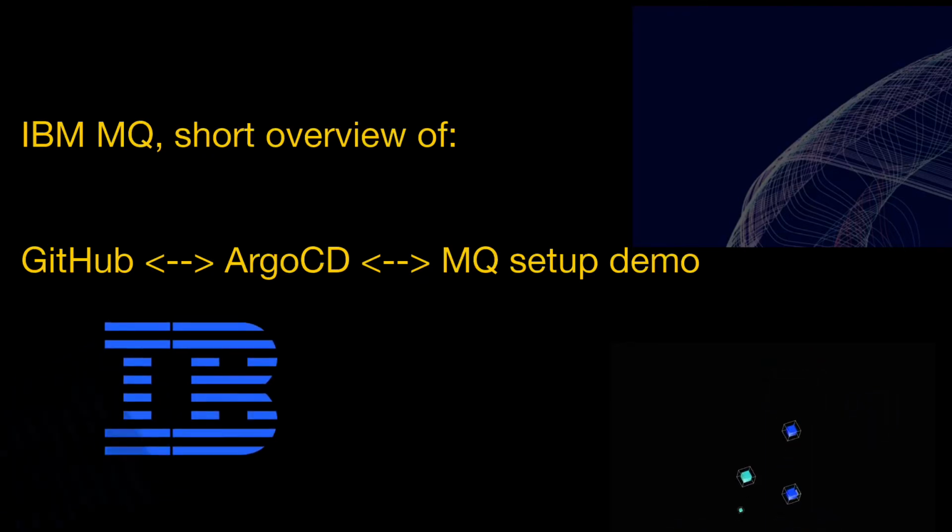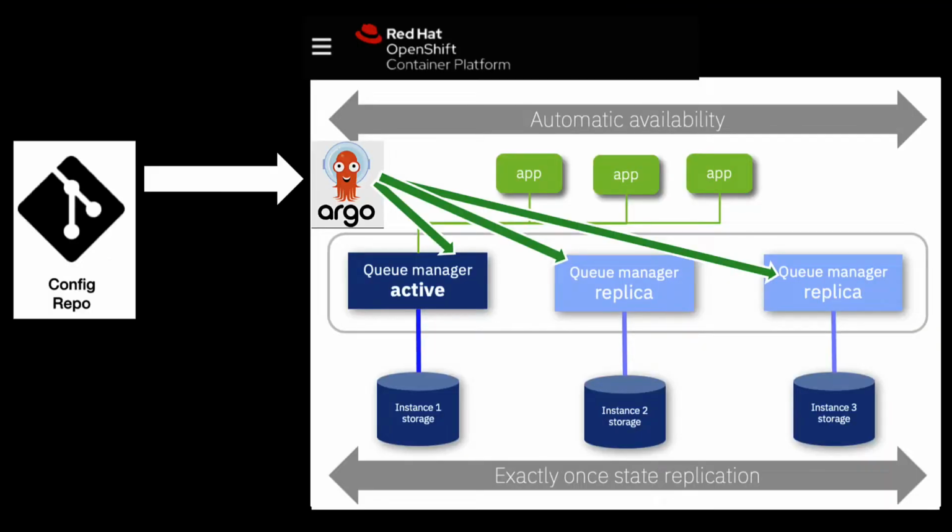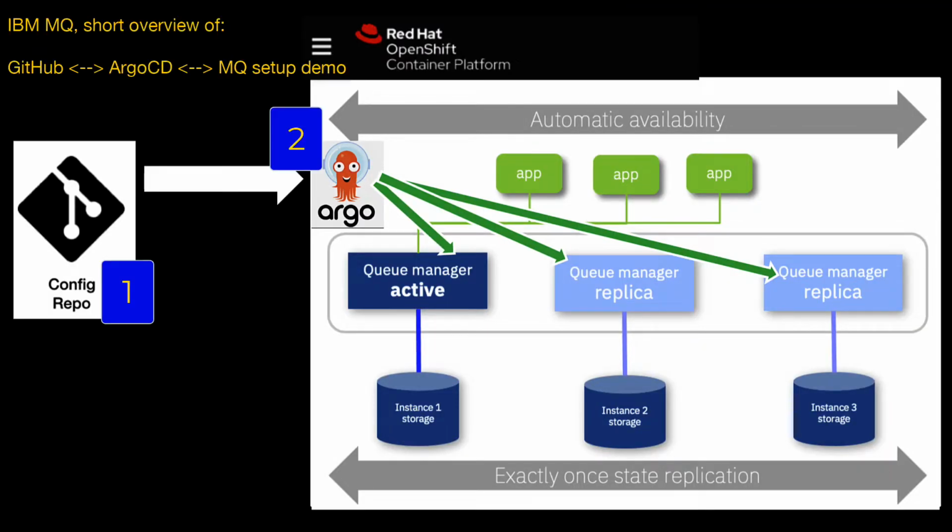Hello and welcome. Today we're going to look at a demo in regards to IBM MQ and GitOps. Our setup is a config repo being GitHub. We're going to look at Argo and IBM MQ clusters.